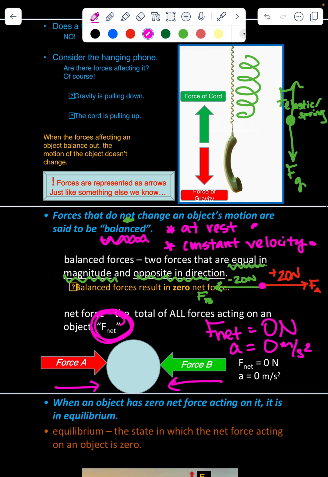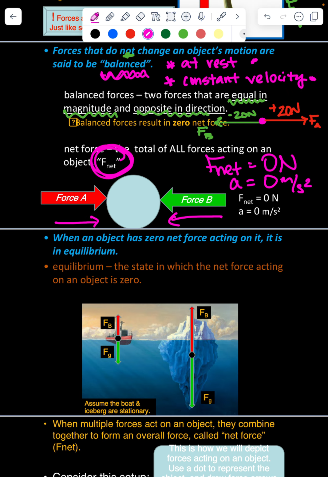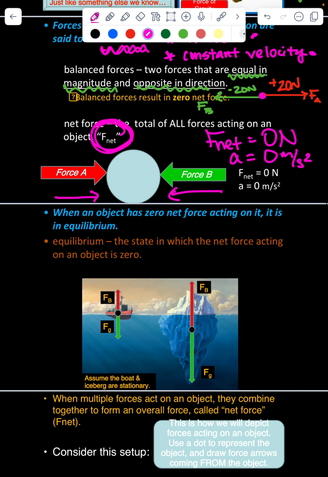Whenever we have objects with balanced forces, again, they can either be at rest or going at a constant velocity. They are said to be in equilibrium. If you say that word, equilibrium, it sounds like the word equal. So these forces are balanced because they are equal in magnitude but opposite in direction. That's what makes them cancel out.